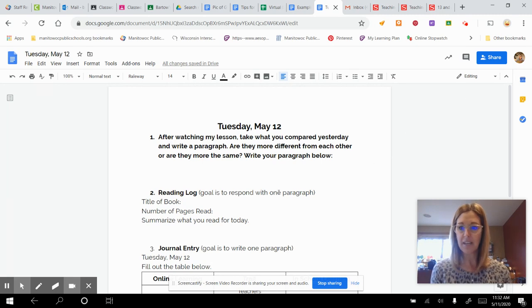So basically today, you are picking the two objects that you compared yesterday. And now you're going to think to yourself, are they more the same, or are they very different? Craft your paragraph and tell me, pick one or the other. Are they more similar or are they very different? And you're going to type that right here.